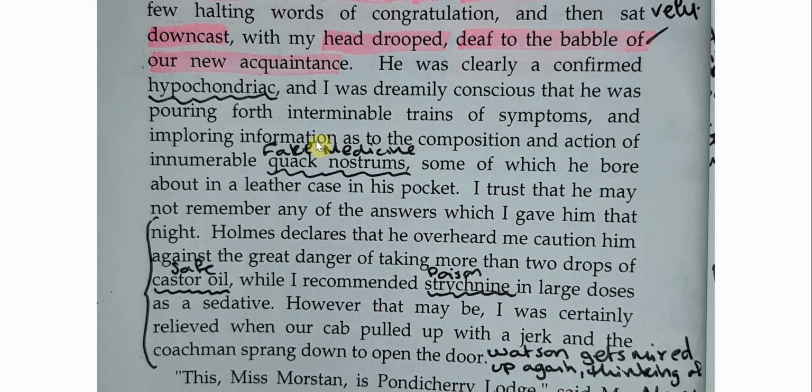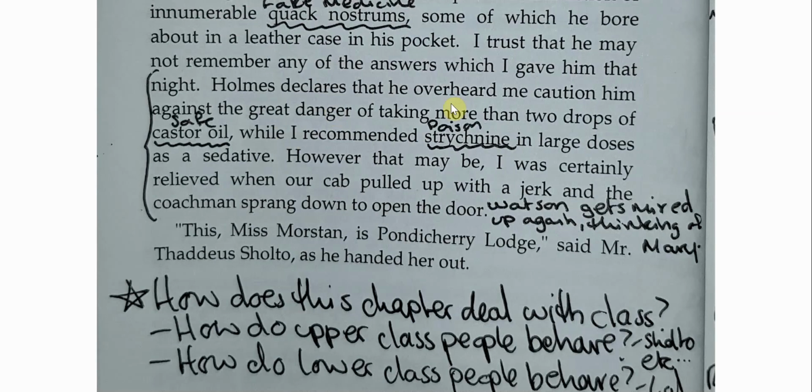We get a few little bits about Thaddeus Sholto finally, the fact he's a hypochondriac, a quack nostrum, this is a fake medicine, and Watson once more mixes up his stories because he's not really paying attention. Castor oil is something safe, and Watson warns him about that, whereas strychnine is a poison. And again, strychnine, this is a foreshadowing. We're going to see strychnine or a strychnine-like poison being used later in the novel.